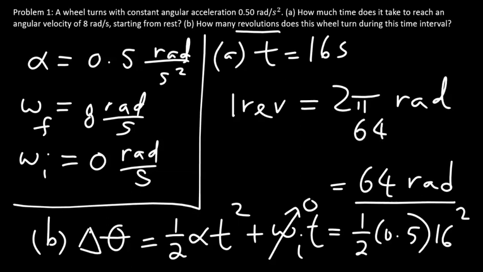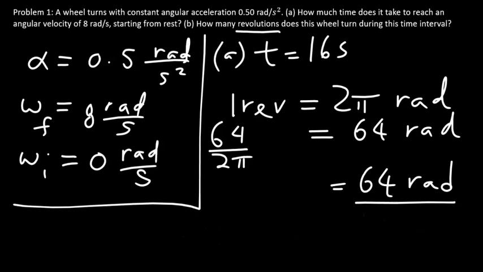Now we know that 1 revolution equals 2 pi radian, that is the conversion. So if it's 64 radians, how many revolutions is that? It is quite simply 64 divided by 2 pi, which comes to about 10.2 revolutions. So this is the answer for part B, and that solves the problem.